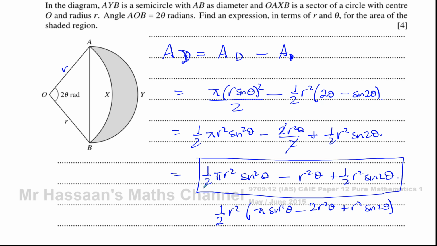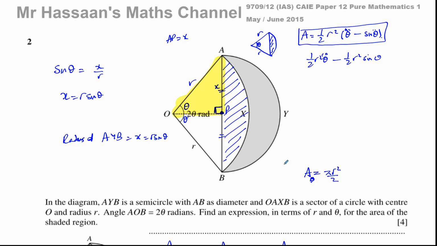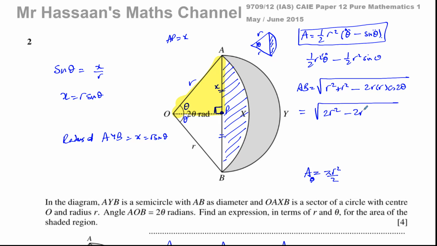Now, as for the method of trying to find this length AB using the cosine rule, you'd say that basically AB squared, so AB would therefore be the square root of r squared plus r squared minus 2 times r times r times cosine of 2 theta. This will give us basically the square root of 2r squared minus 2r squared cosine of 2 theta.